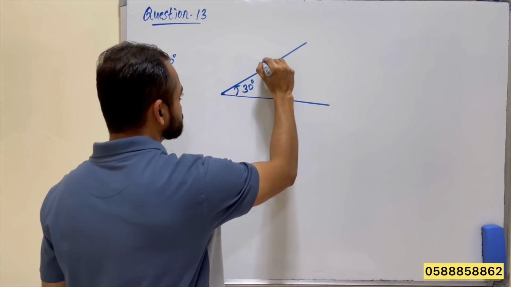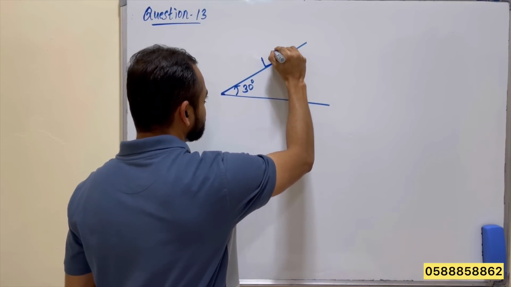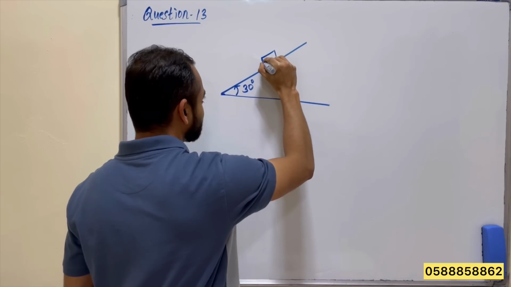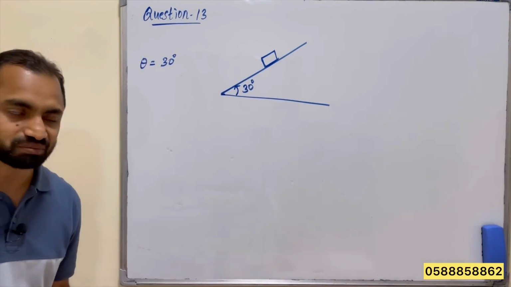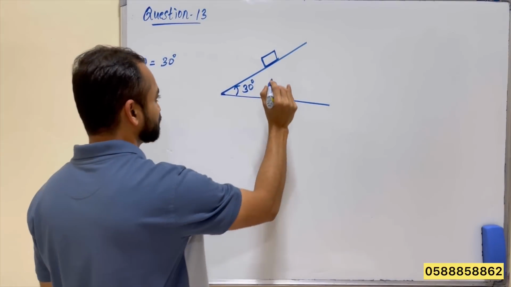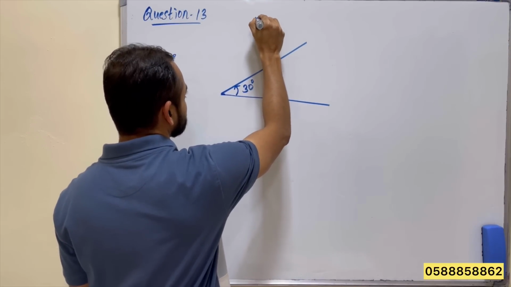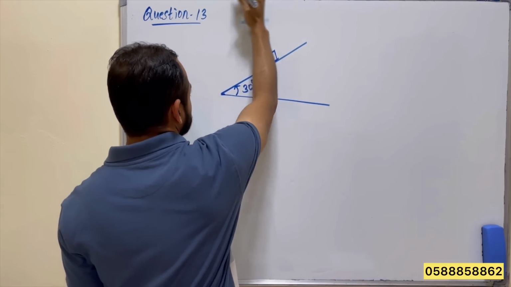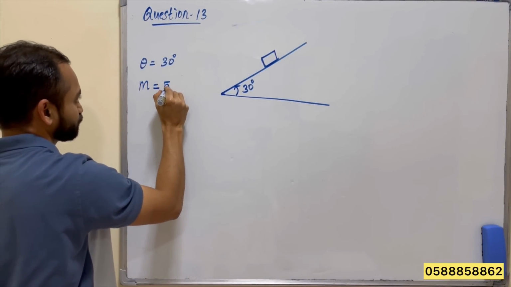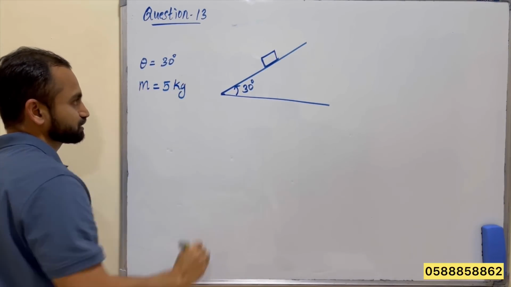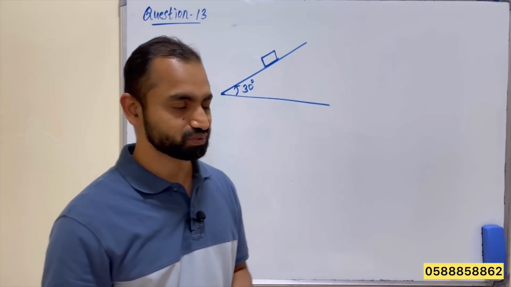Then here is an object, or you, this is a slide in the park and you are sliding on this slide. So what is the mass? For example, we will take the mass of this object as 5 kilogram. I will write here, mass of the object is equal to 5 kilogram. So what are the forces acting on this object?